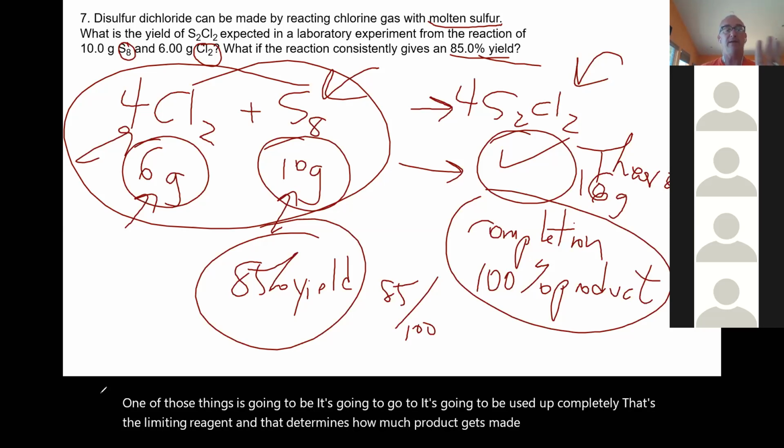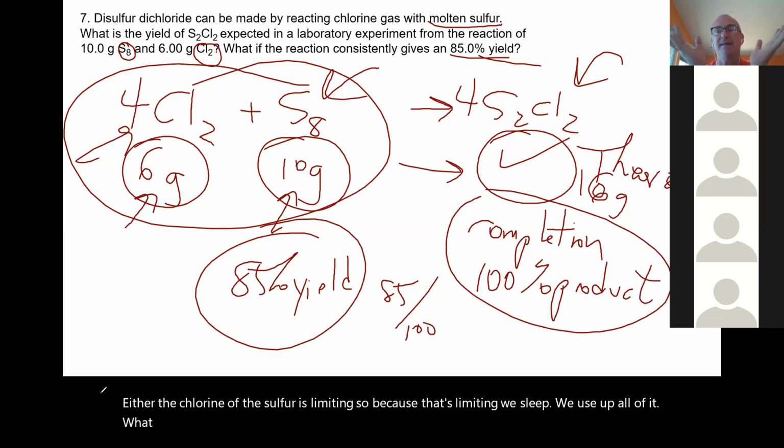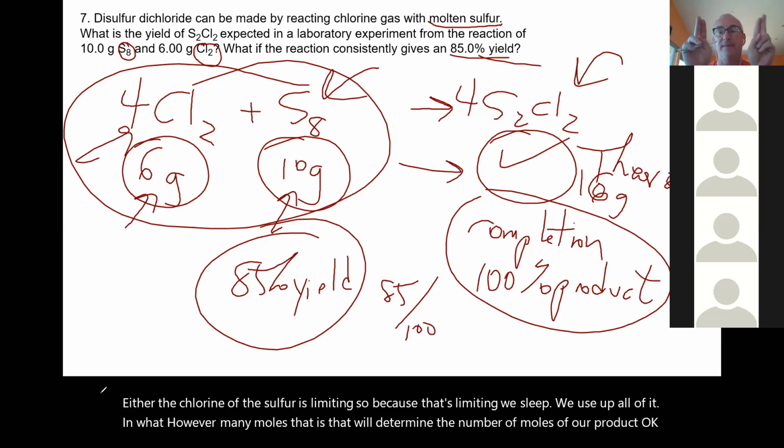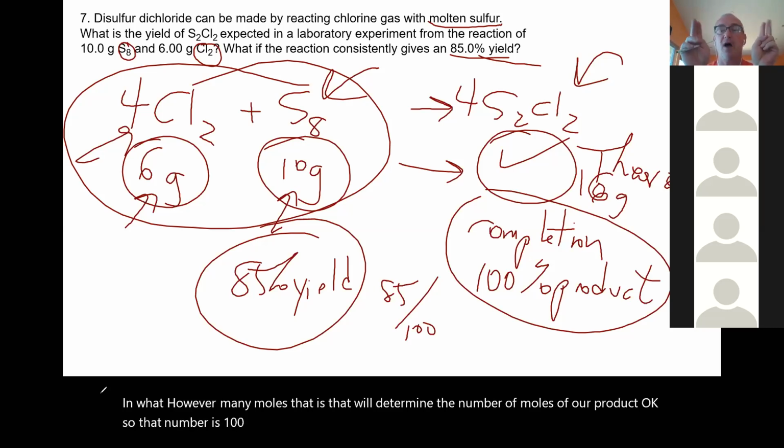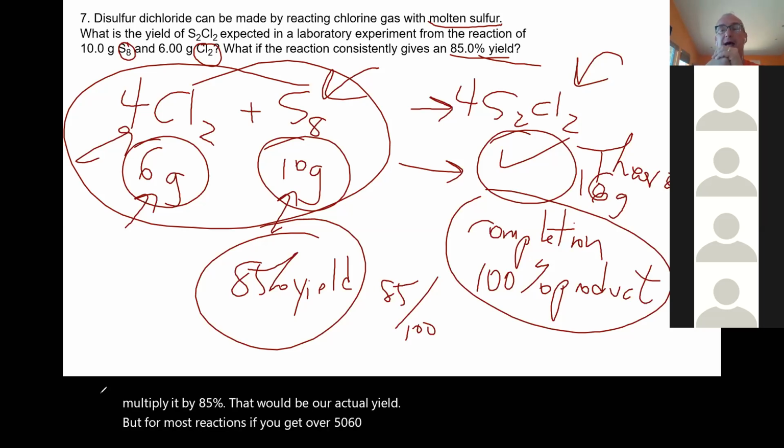Same thing here. Either the chlorine or the sulfur is limiting. So because that's limiting, we use up all of it, and however many moles that is, that will determine the number of moles of our product. Okay? So that number is 100% yield. So theoretically, all of the product that would be made, we'd be able to get back. That never happens. And so we take that theoretical 100% yield and multiply it by 85%. That would be our actual yield. But for most reactions, if you get over 50, 60%, you're super, super happy.